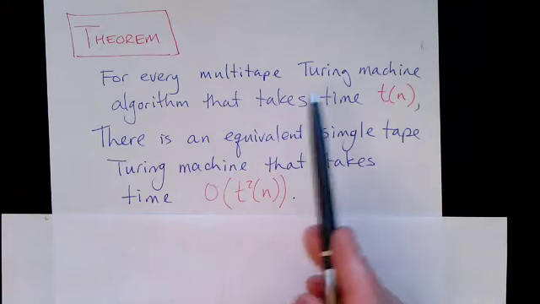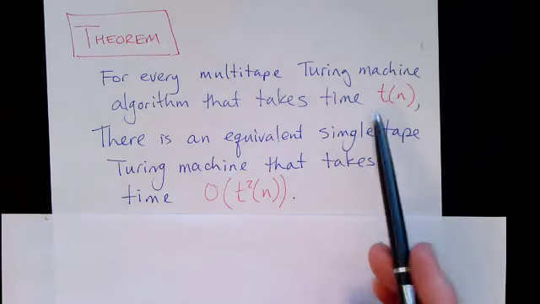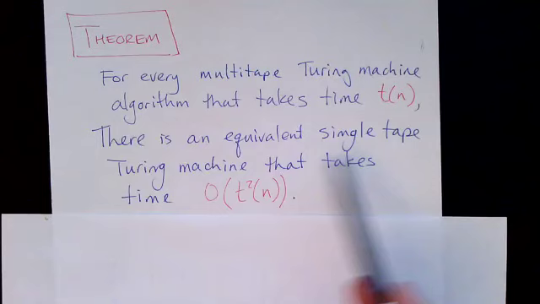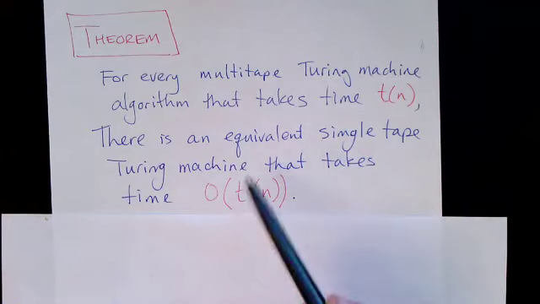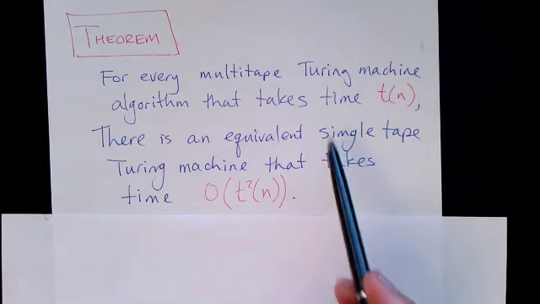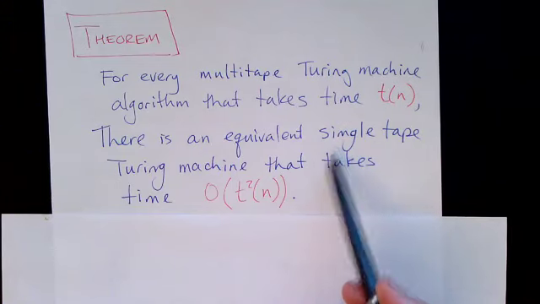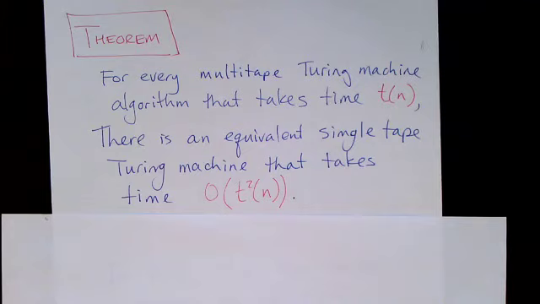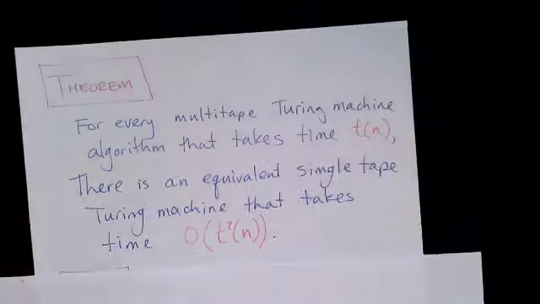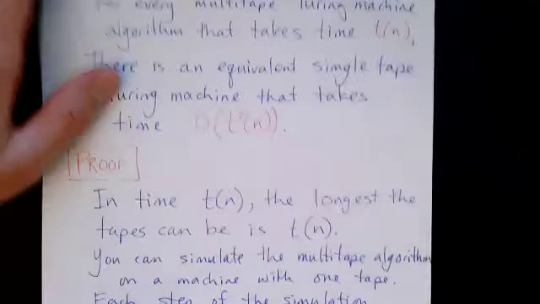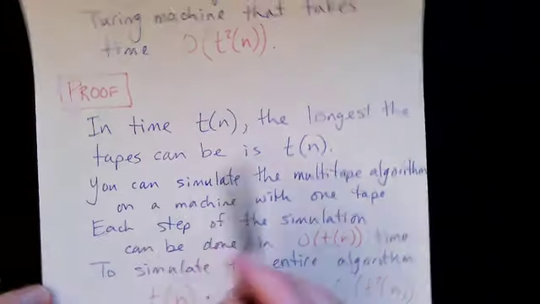For every multi-tape Turing machine algorithm that takes time t, there's an equivalent single tape Turing machine that takes order t squared. So we can simulate a multi-tape Turing machine on a single tape Turing machine, but the simulation may take t squared time. And so let's look at the proof of this. Basically, it has to do just with the length of the longest tape on the multi-tape machine can be.